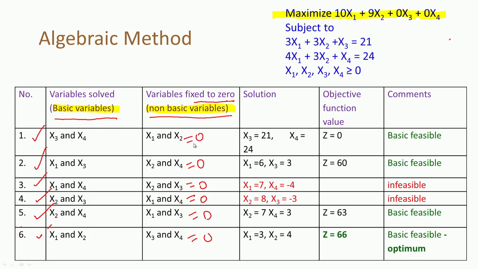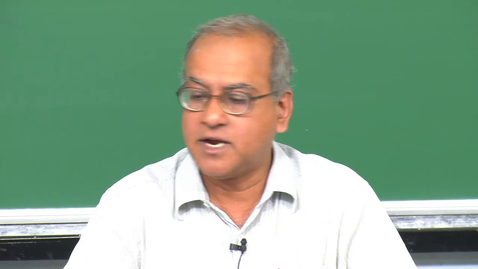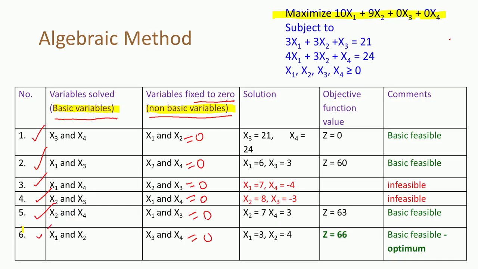Now, this solution x1 equal to 0, x2 equal to 0, x3 equal to 21, x4 equal to 24 satisfies the non-negativity restriction of x1, x2, x3, x4 greater than or equal to 0, and also satisfies these two equations, which are now the constraints. Because it satisfies all the constraints, it becomes feasible, and since it is a basic solution, it becomes basic feasible.